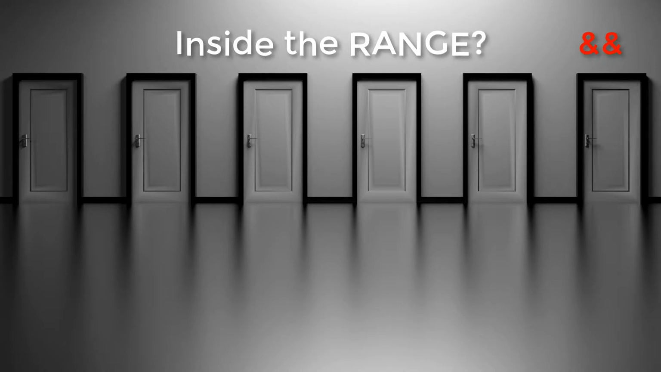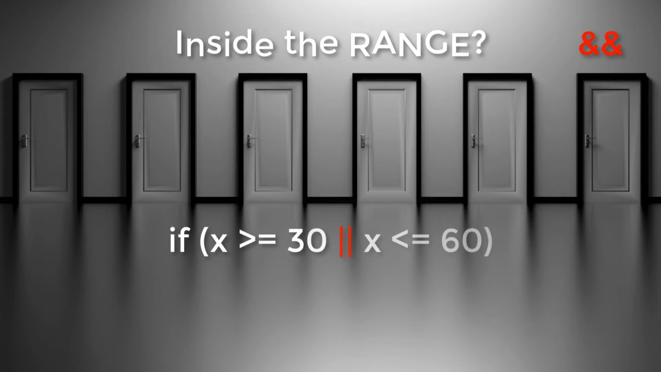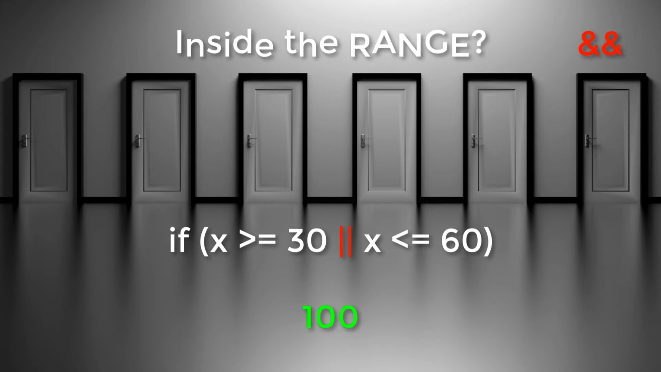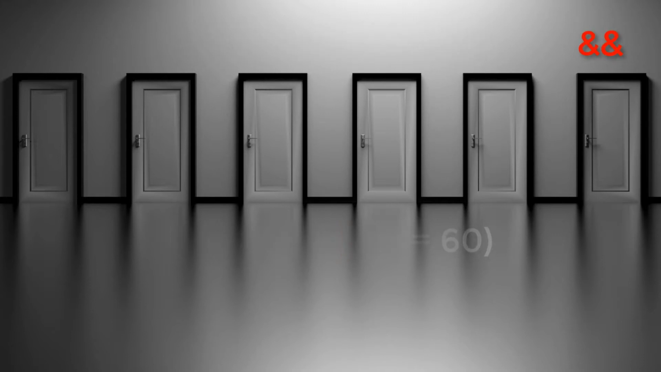Now what about the OR operator? Can we use the OR operator as well, or can we just use the AND? So let's evaluate the OR operator quickly. Remember that for the OR operator, only one side of the operator must be true for the whole expression to be true. So here we ask, is x greater than or equal to 30? Or is x less than or equal to 60? So a value of 100 would make the left side true, and the value of 10 would make the right side true. Can you see that we cannot use the OR to check for values inside a range?